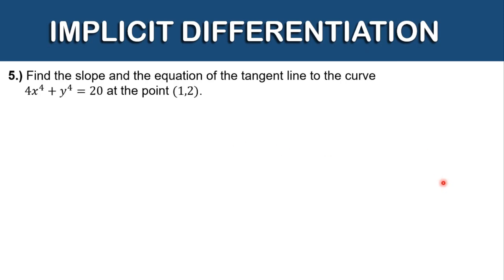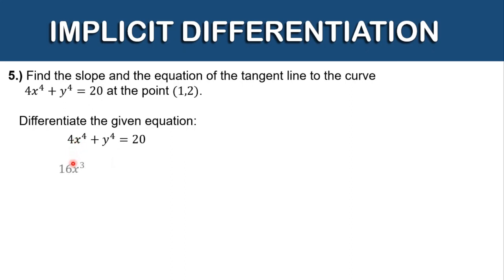So the first thing that we need to do is to differentiate the equation here. So dun sa ating first term, we have 16x cubed because 4 times 4 is 16, 4 minus 1 is 3. Then dito sa ating second term, dahil may y tayo, kunin muna natin yung derivative niya, which is 4y cubed. Then we put dy over dx. Then dito sa 20, this becomes 0 because this is a constant.